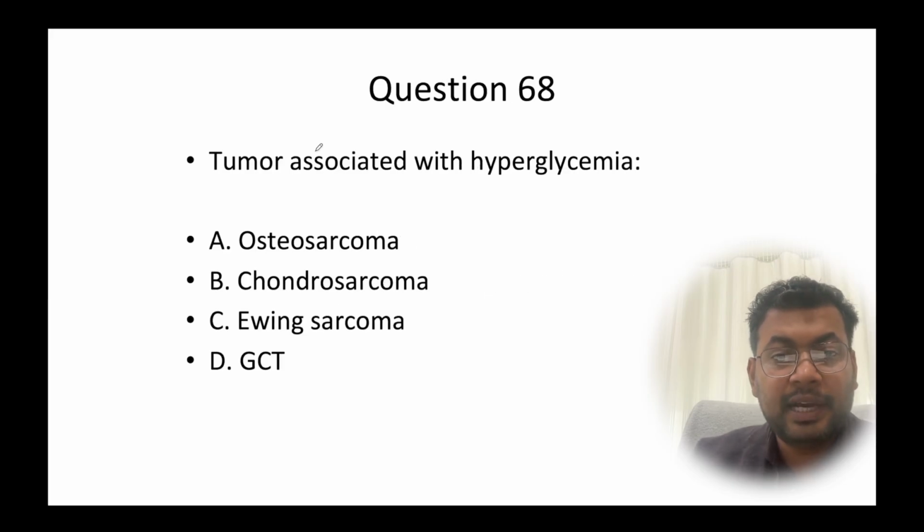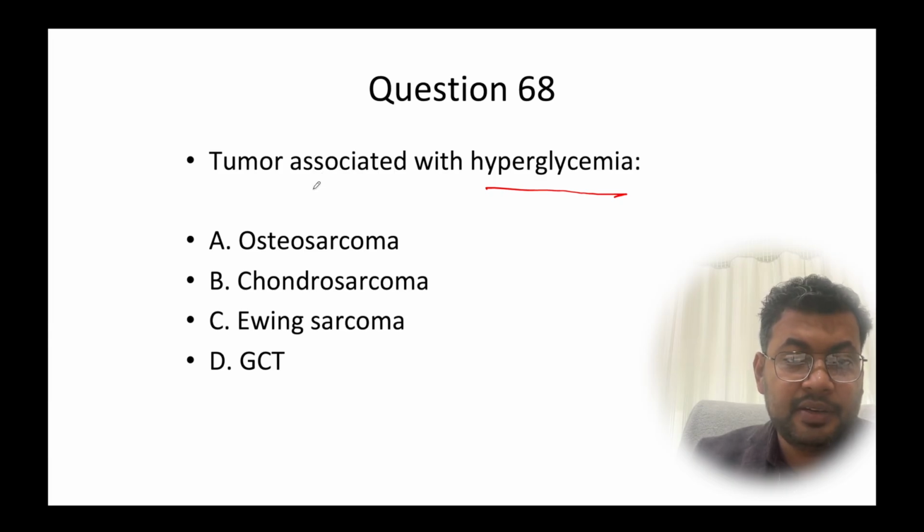Tumor associated with hyperglycemia. Hyperglycemia. So this is something you can remember. Sometimes chondrosarcoma is associated with hyperglycemia. So it is a finding. So answer is chondrosarcoma, B.